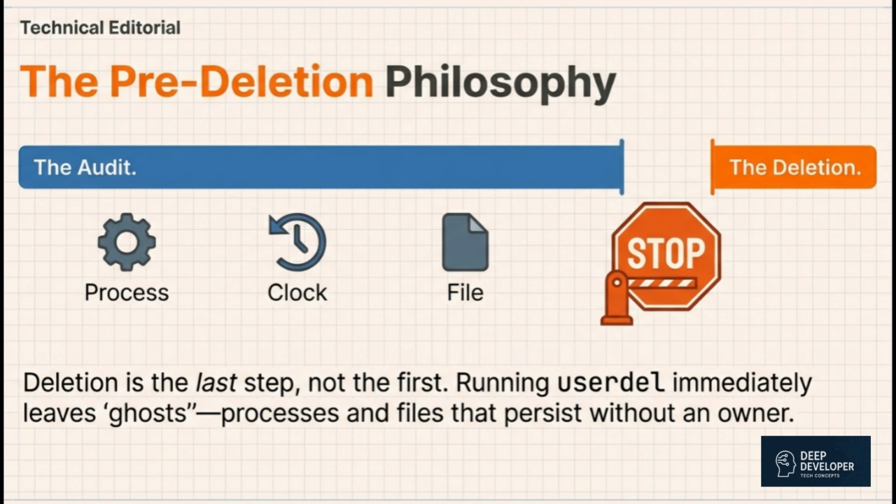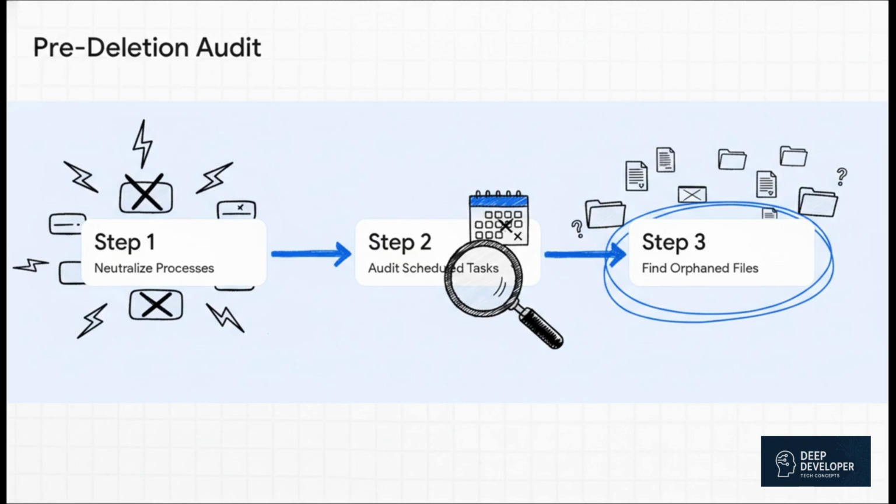Well, it's basically a three-step process. First, you have to find and neutralize all of their running processes. Second, you need to audit their scheduled tasks, their cron jobs. And third, you have to hunt for any important files they might own that are hiding outside of their home directory. Only after you've done all three of those things are you clear to proceed.